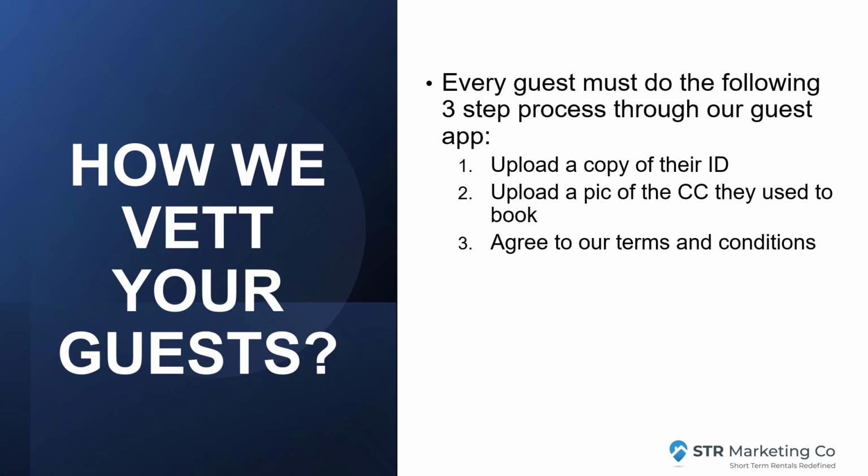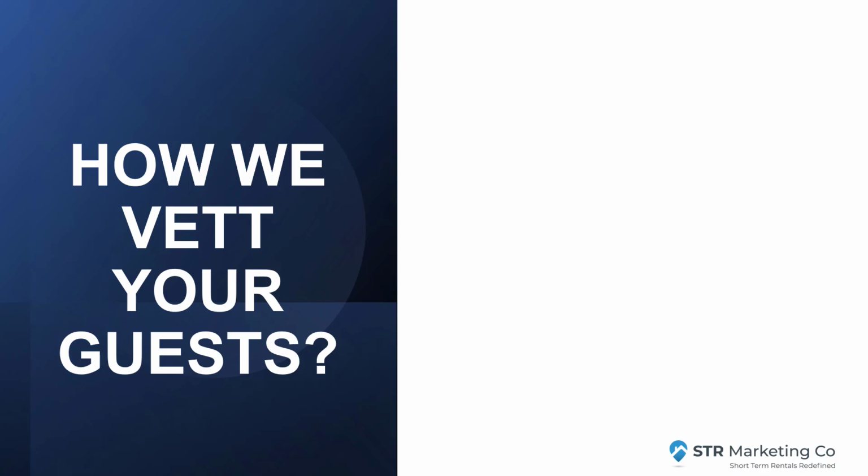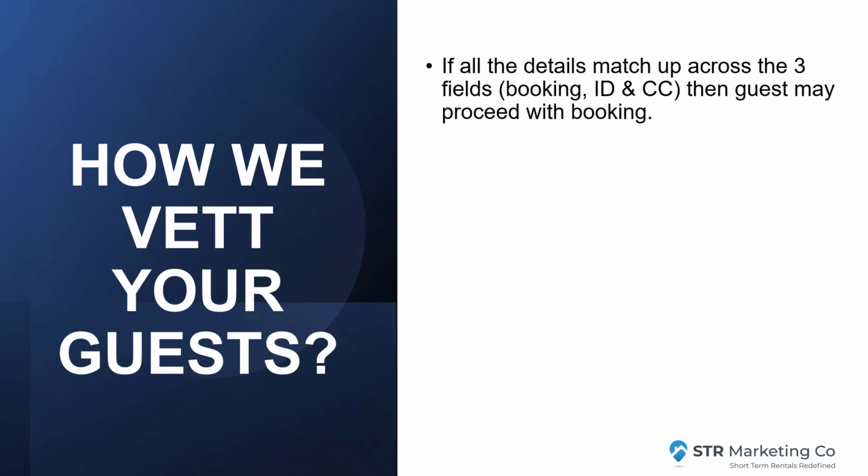This then allows us to cross-reference their ID and their credit card with the name on the booking to make sure that it is all the same person and it's not someone booking with someone else's credit card or a stolen credit card. So by cross-referencing the name and the details on the booking with the ID and the credit card, we can ensure that we know who is staying at your property. That way, if all the details match up across the three fields, then the guest just proceeds with their booking, and we then allow the arrival details and key codes or door codes to be released to the guests so they can go directly to your property and check straight in.